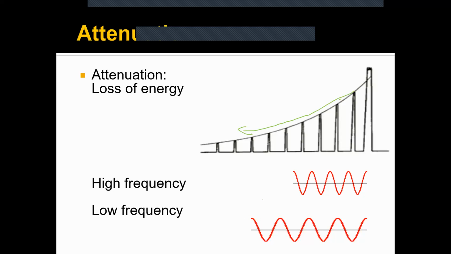The reason for that is if you're using a higher frequency wavelength, it's going to be very attenuated. It's going to get attenuated quickly and it won't be able to reach. Okay.